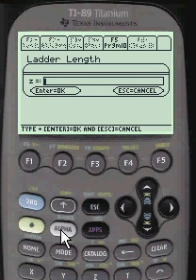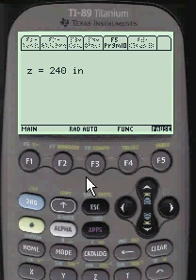And now the ladder length is alpha. We give it as 20 feet. Well, 20 feet is not inches. So we're going to multiply that times 12. Gives us the hypotenuse for the ladder length is 240 inches.